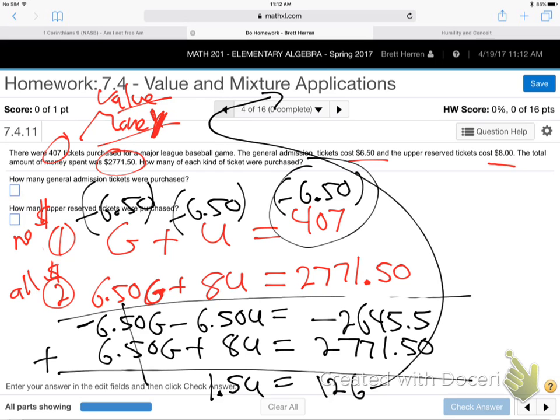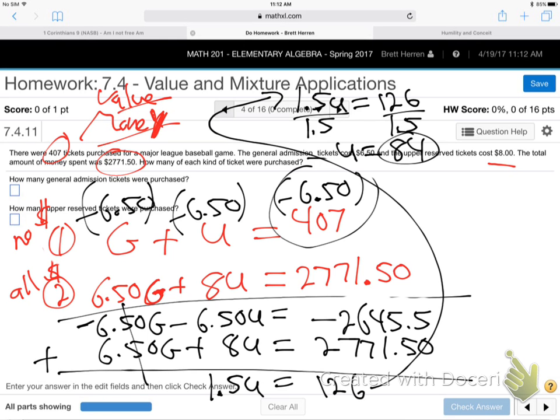I'll bring it up here. So I have 1.5u is 126. Divide by the 1.5. And the u equals, I don't know. What is it? 84. Thank you. So u is 84. That's the, what are they called? The upper seats, 84. Okay.